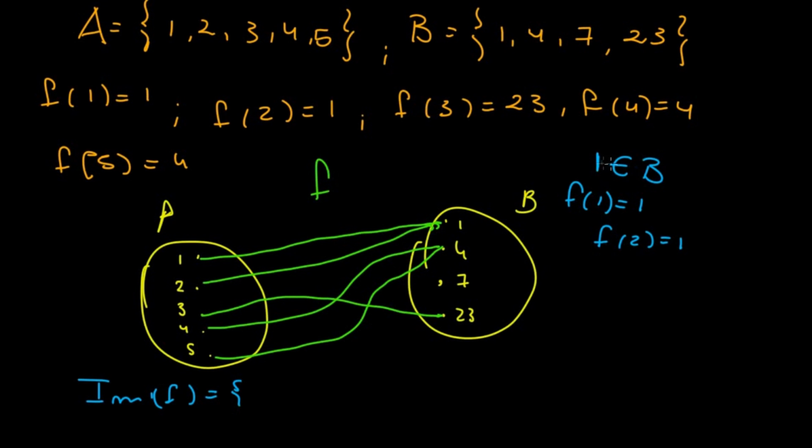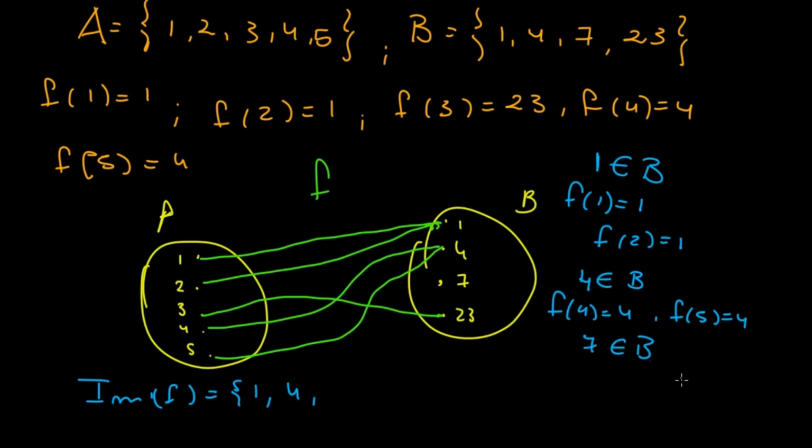So 1 is an element of B that has two elements in the set A that are related to it. So 1 belongs to the image. I start looking at 4 and I say, okay, 4 belongs to B. And 4 has the elements 4 and 5. So f of 4 equals 4 and f of 5 equals 4. So 4 belongs here.